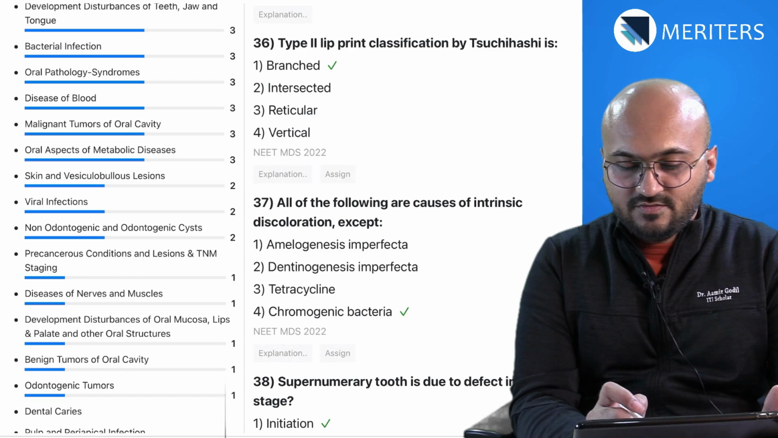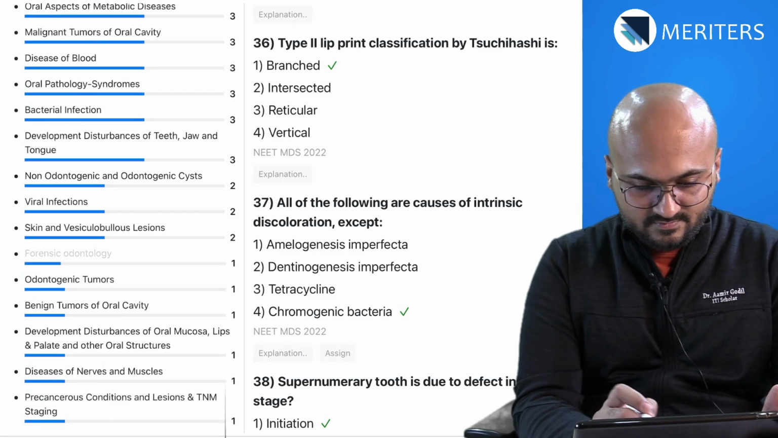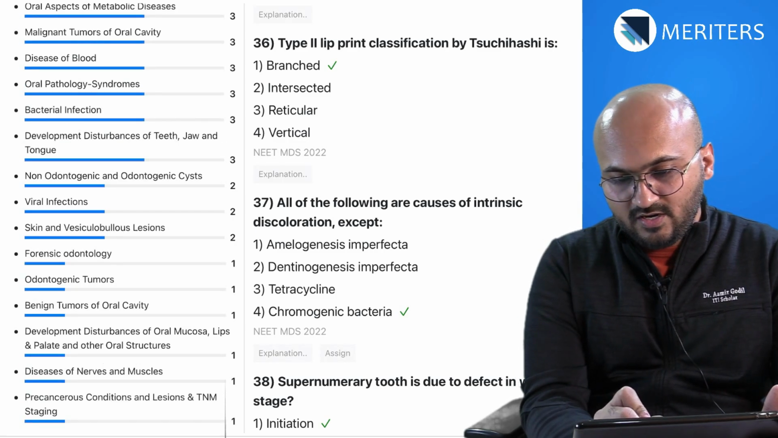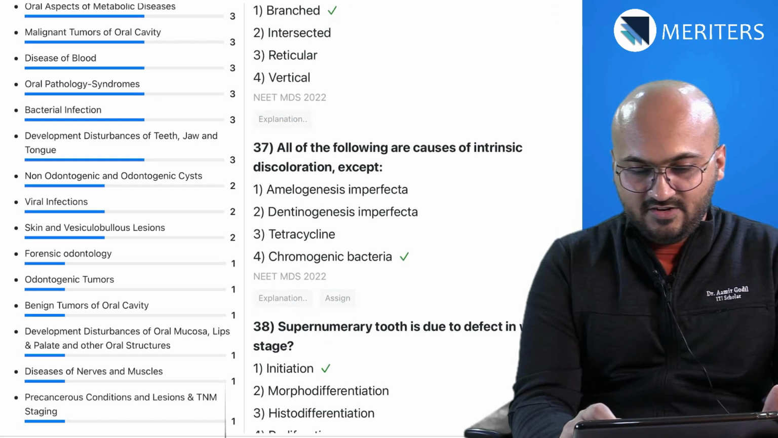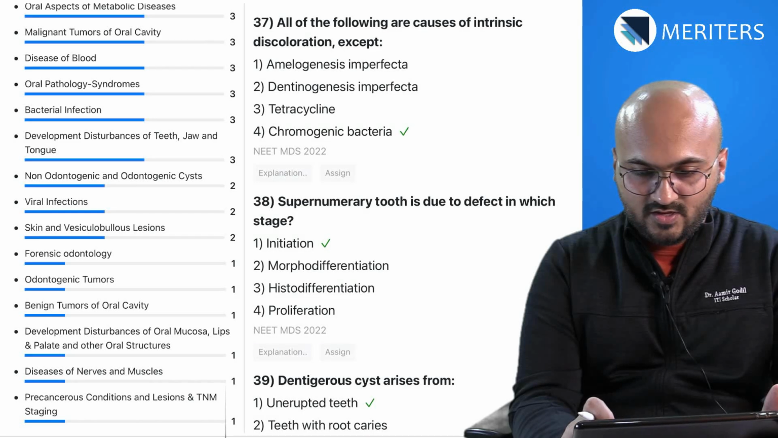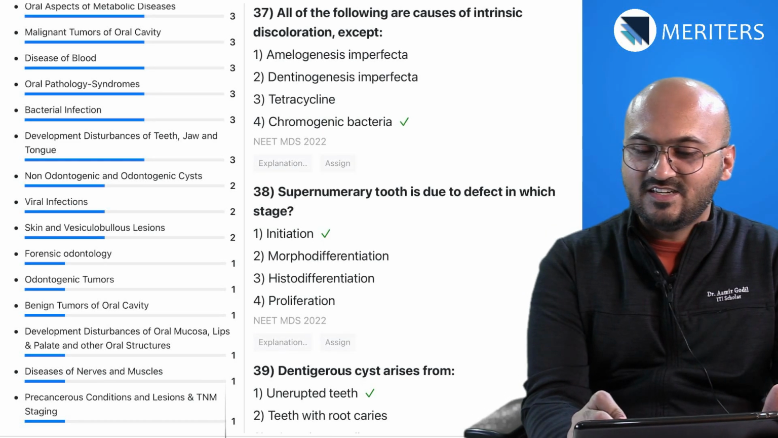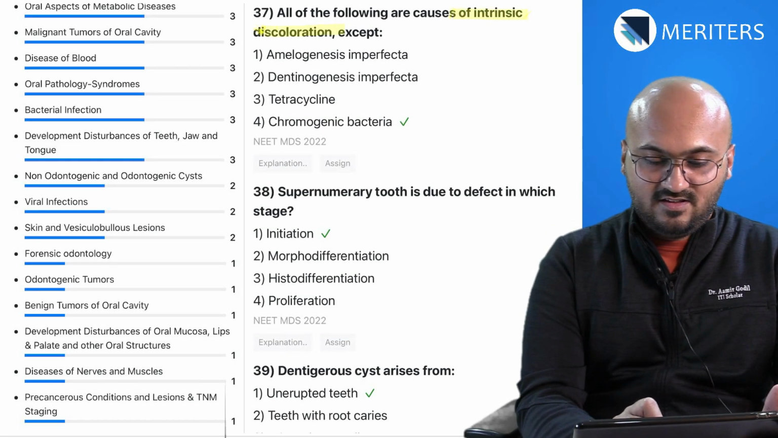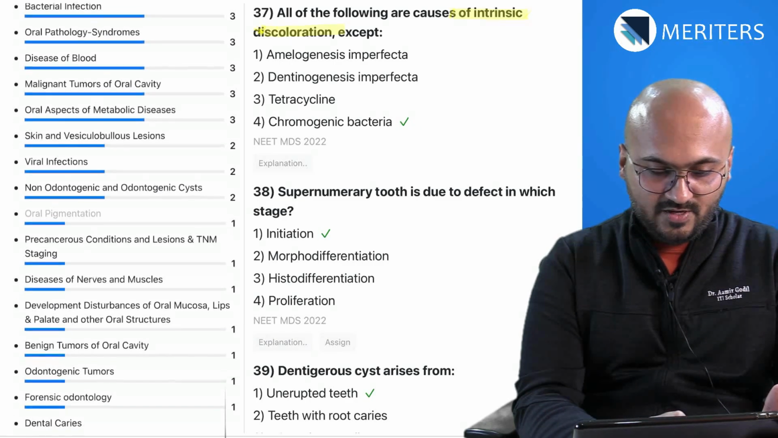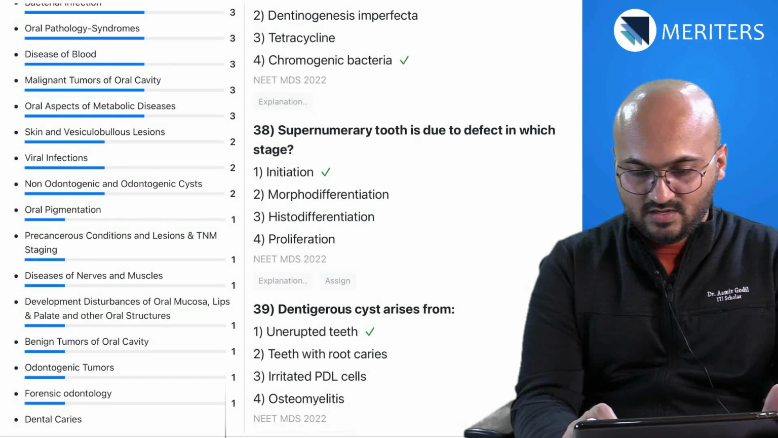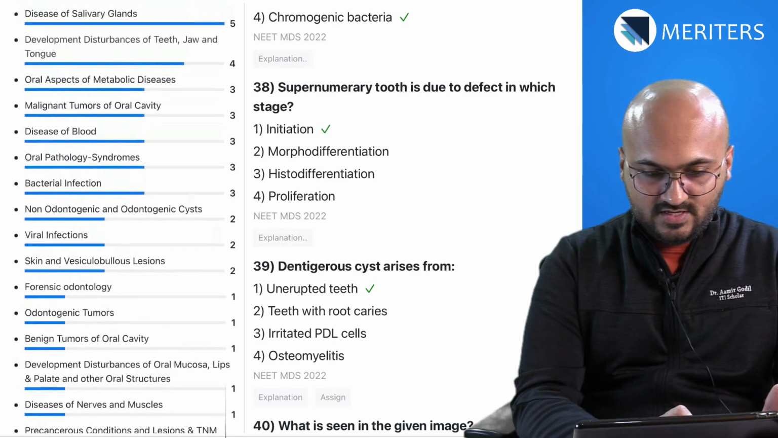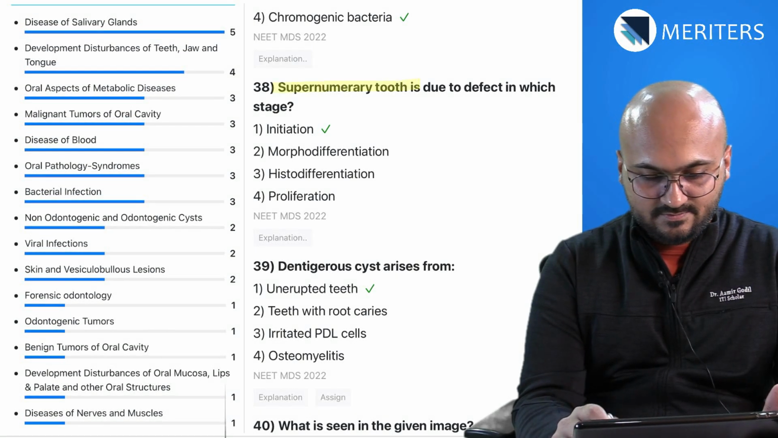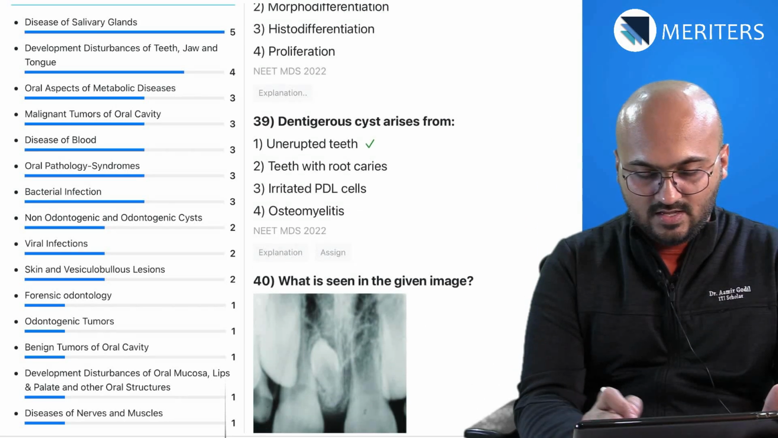Then we have a question from forensic odontology. And this is type 2 lip print by Suzuki Hashi. Very interesting name. All of the following are causes of intrinsic discoloration. So discoloration is oral pigmentation over here. Next, supernumerary tooth. So that's developmental disturbances. Then we have dentigerous cyst. So that is cyst.